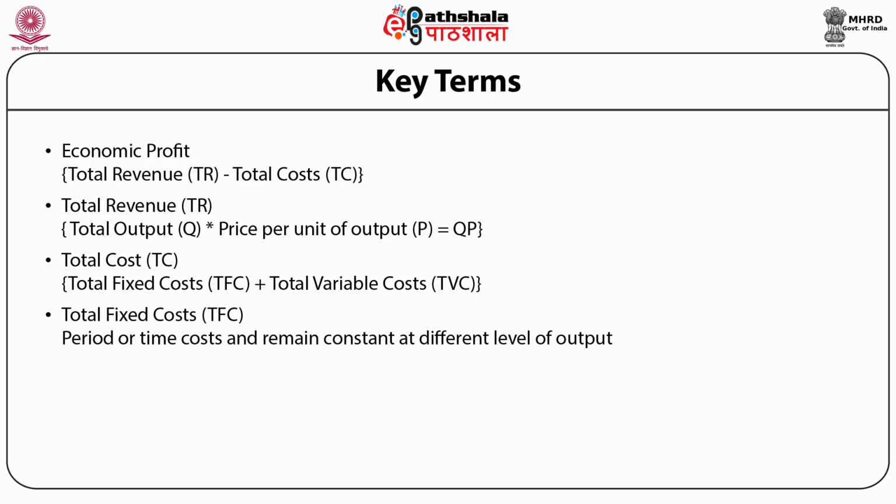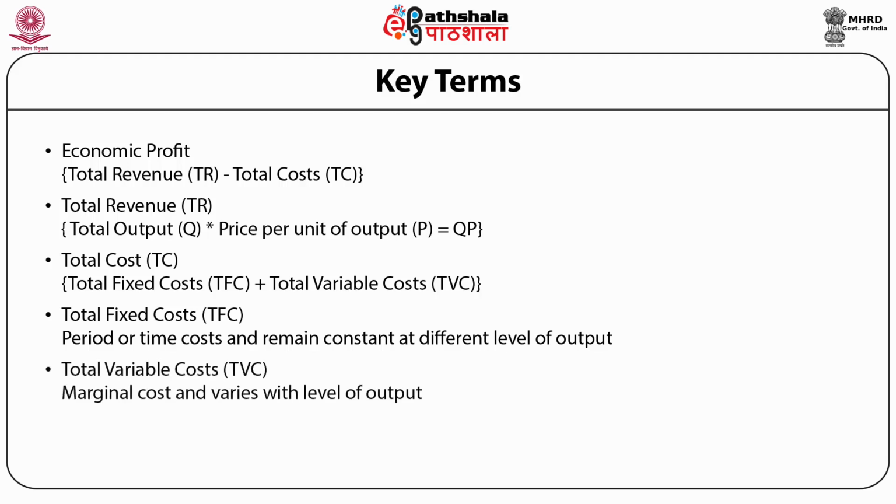Fixed costs do not change with the change in the level of activity, whereas total variable cost, also known as the marginal cost, varies with the level of output. It increases with the level of output as well as it decreases with the decrease in the level of output.